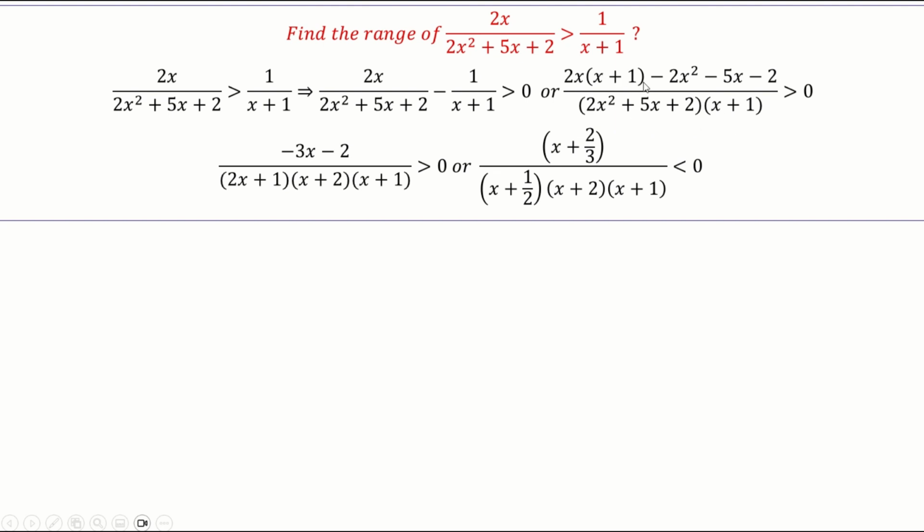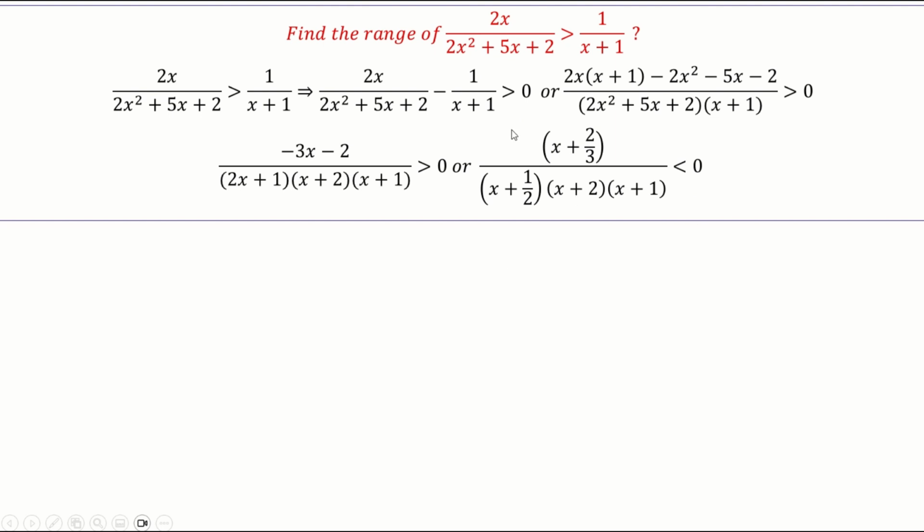So now if I take LCM and then do this, 2x into x plus 1 minus 2x square minus 5x minus 2, I am left with minus 3x minus 2 divided by 2x plus 1, x plus 2 into x plus 1, greater than 0. Or if I take the negative thing to the other side, it will become x plus 2 by 3 divided by x plus 1 by 2 into x plus 2 into x plus 1 less than 0. Okay, this is my complete solution where I should apply my wavy curve method.